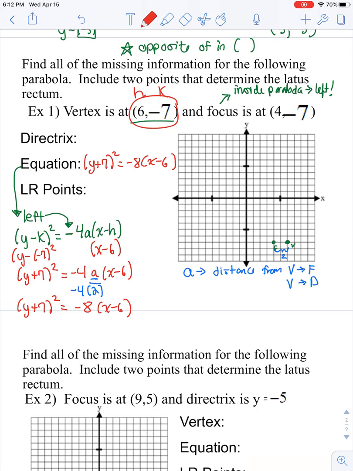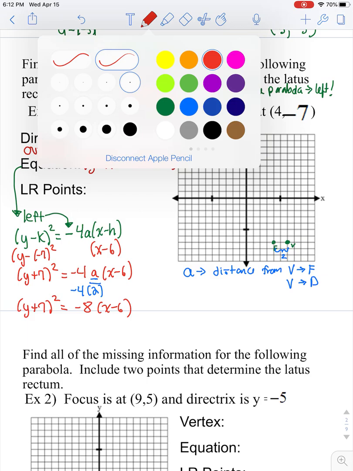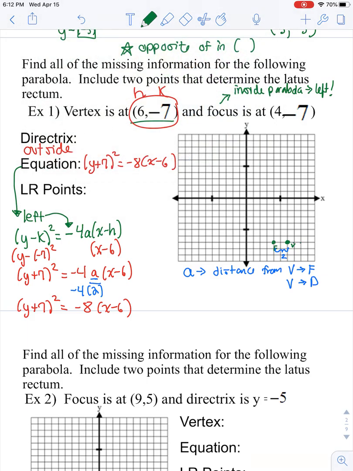Now, where's the directrix? As we said, the directrix is going to be outside the parabola, and we already know that the a value is 2, so to plot the directrix, we're going to go 2 units the other direction, and we're going to be drawing this vertical line through 8. So the directrix is the line x equals 8.